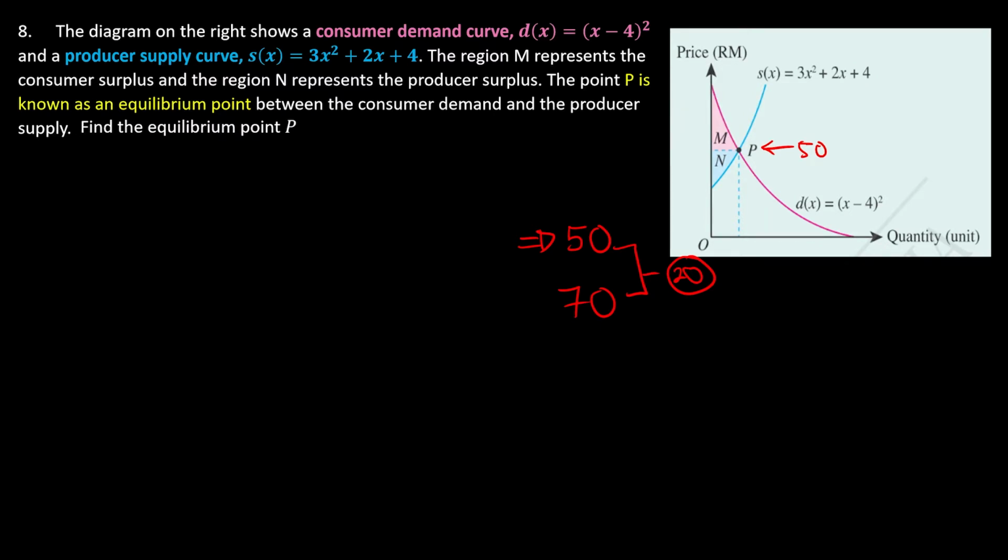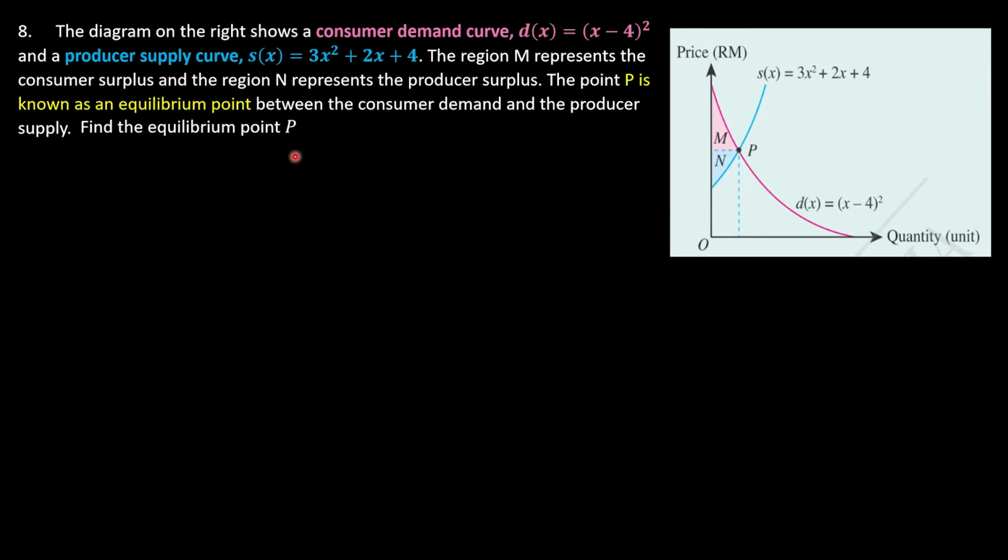Meanwhile, they say the N color region is the producer surplus. Producer surplus means that if this one is the minimum price the producer is willing to sell to you, let's say it's a cost price. So let's say the cost is 10 ringgit. The cost price is 10 ringgit. But they're going to sell to you maybe at 40 ringgit. So the extra 30 ringgit that they earn is what we call the producer surplus. It means that they wouldn't make a loss. They still earn 30 ringgit, which is what we call the producer surplus.